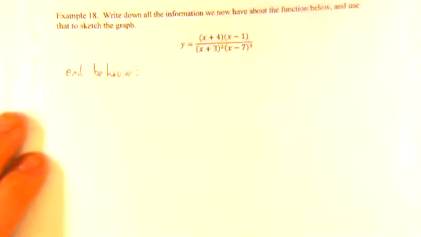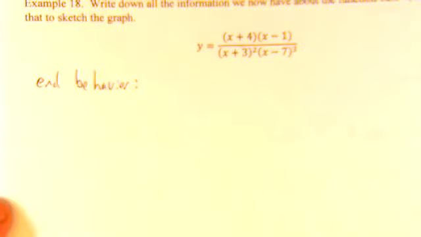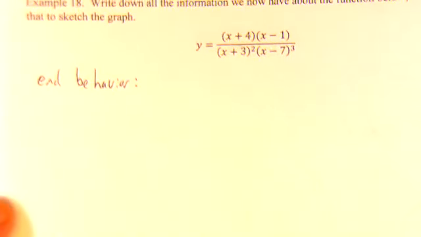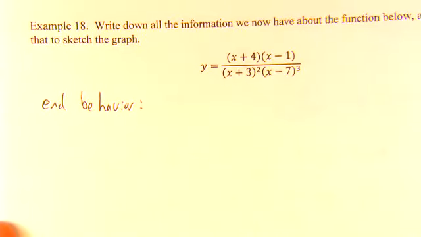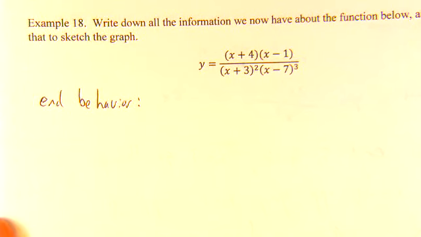End behavior. We'll zoom in so we can actually see this writing, and then we'll zoom out to do the graph. Try to autofocus that so it's actually legible. Great. So what's our end behavior?